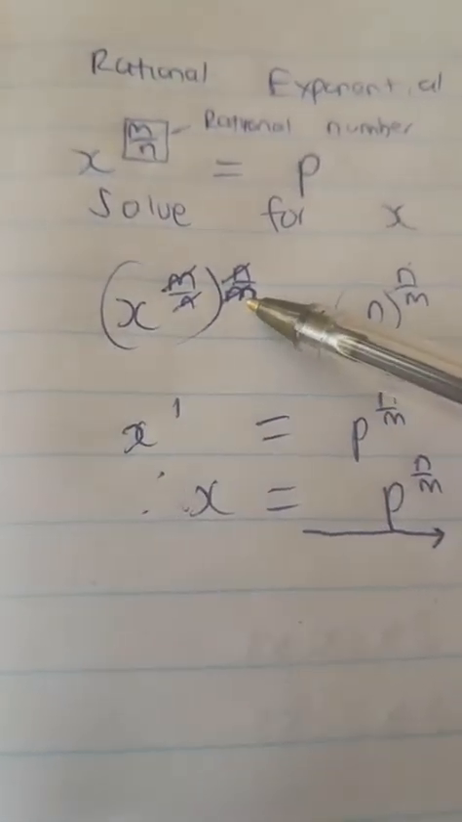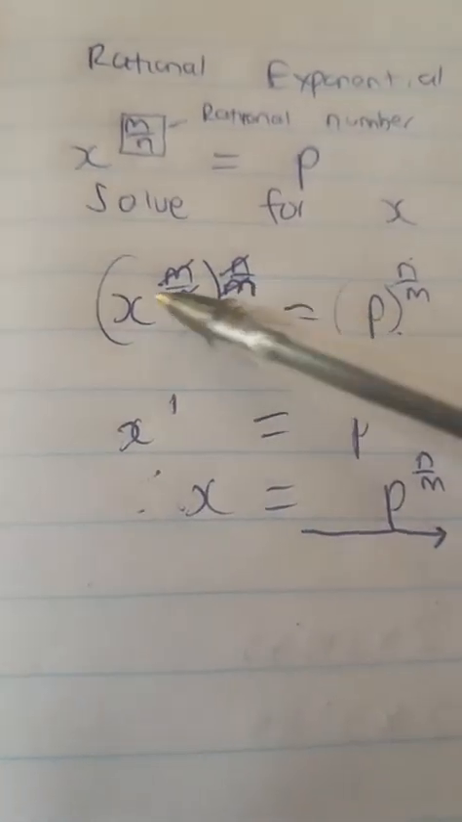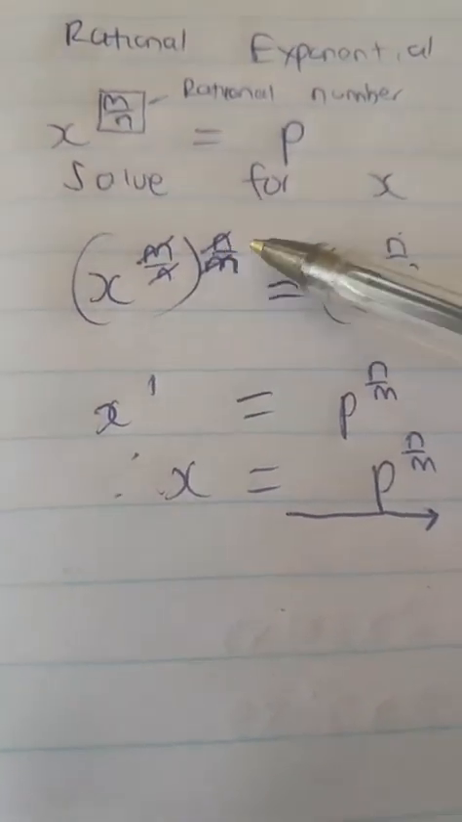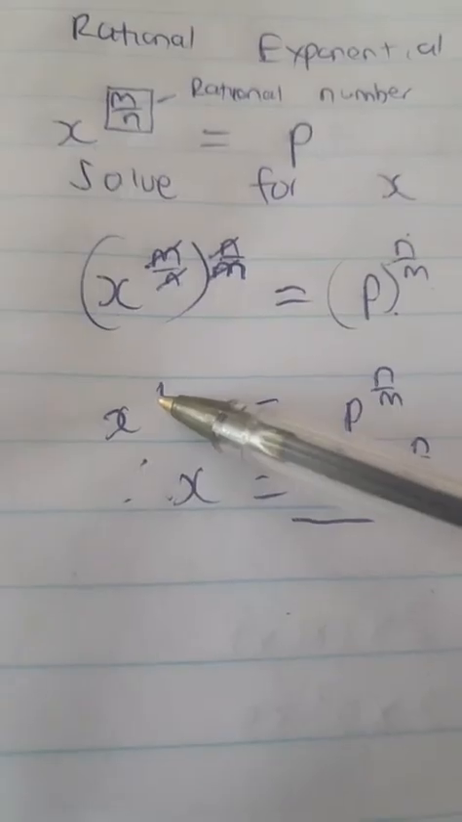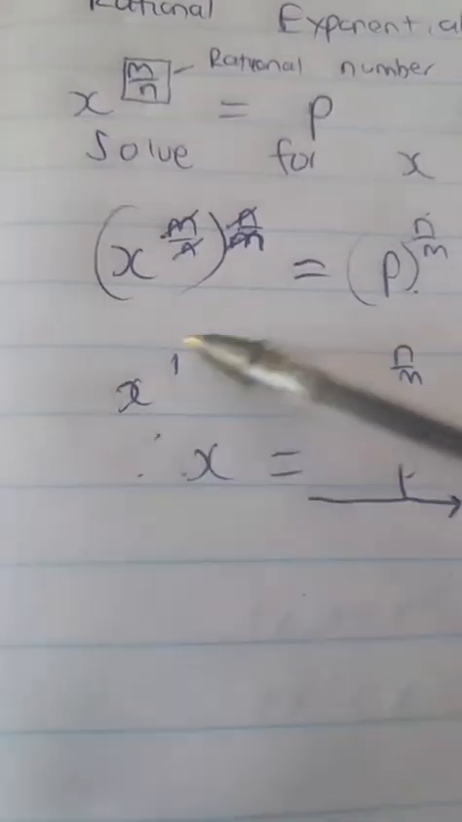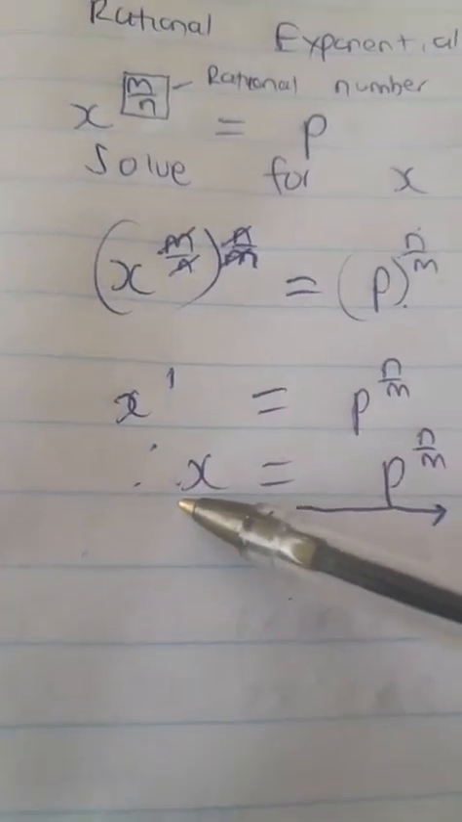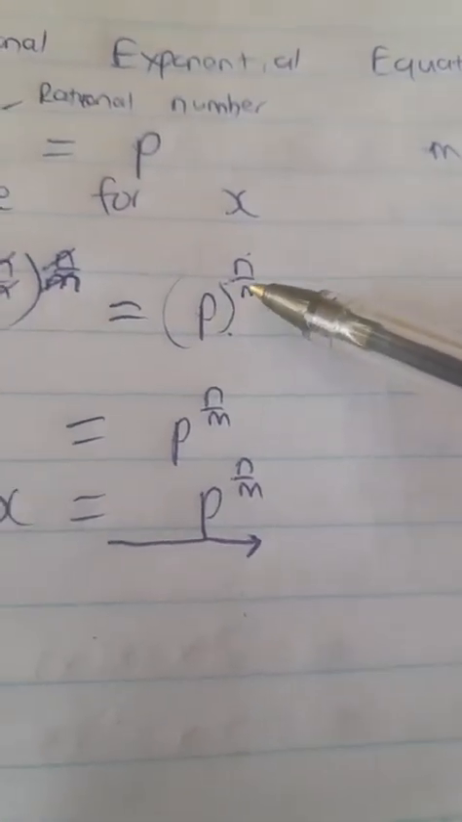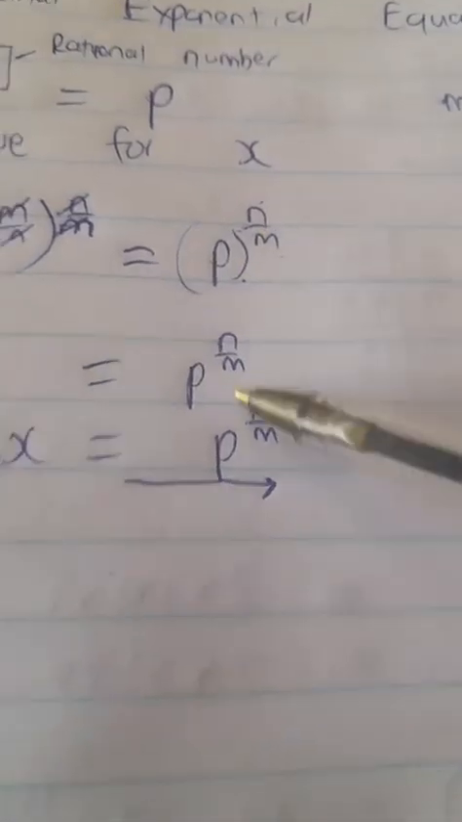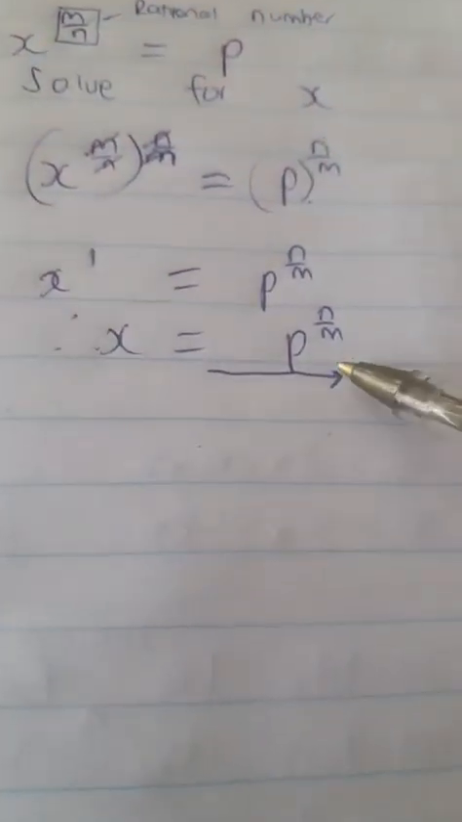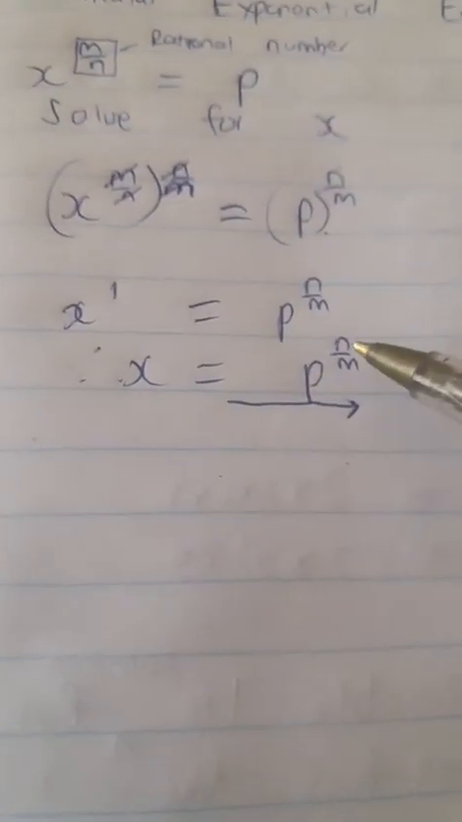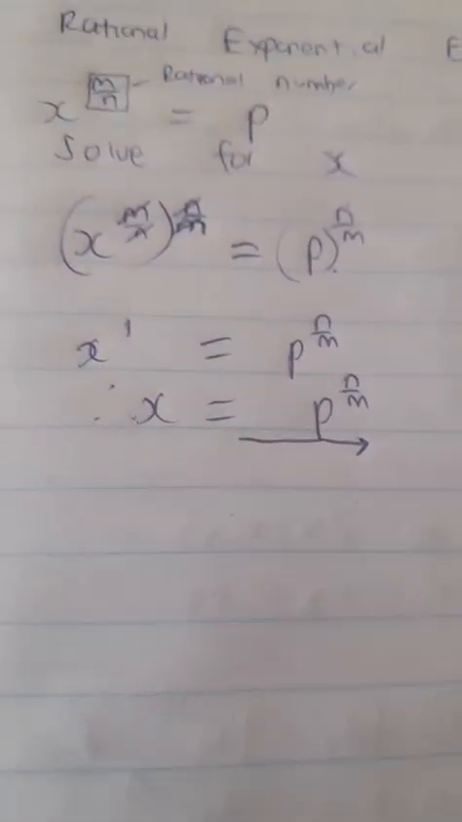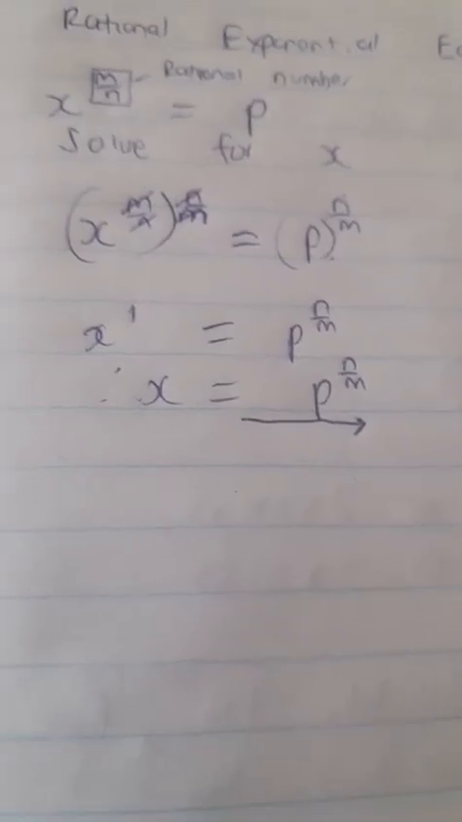Then what does that allow you to do? It allows you to cancel out the rational exponent. m over n times n over m gives you 1. Okay, and obviously x to the power 1 is just x, right? Okay, and then look at the right-hand side. p is raised to the power n over m, which basically means that x is equal to p raised to the power n over m. So hopefully, guys, we can understand this, and this is very clear for us, and it makes perfect sense.